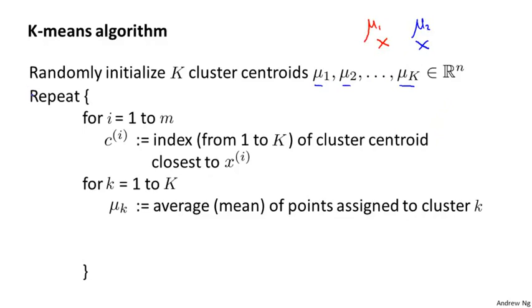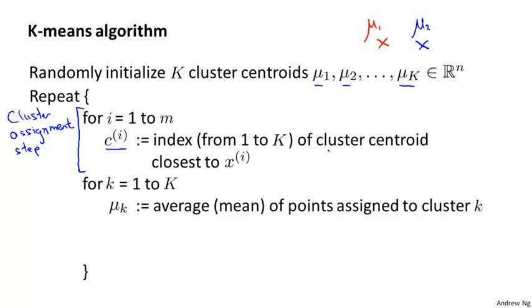Then the inner loop of k-means does the following. We're going to repeatedly do the following. First, for each of my training examples, I'm going to set this variable ci to be the index 1 through K of the cluster centroid closest to xi. This was my cluster assignment step, where we took each of my examples and colored it either red or blue depending on which cluster centroid it was closest to. So ci is going to be a number from 1 to K that tells us, is it closer to the red cross or is it closer to the blue cross?